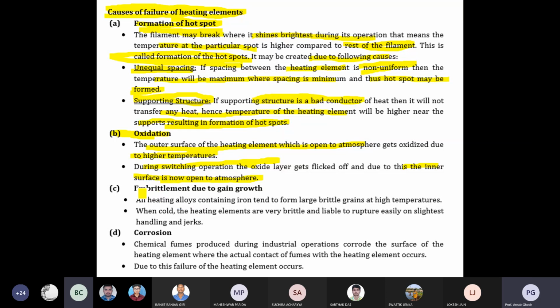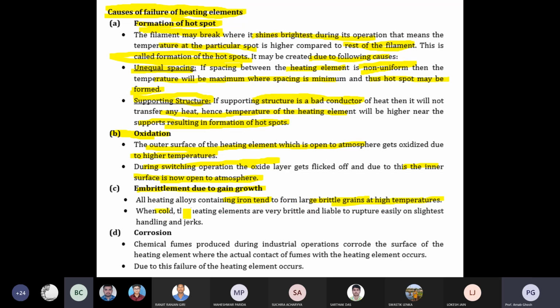Next, the grain growth. What is grain growth? All heating alloys containing iron tend to form large brittle grains at high temperatures.